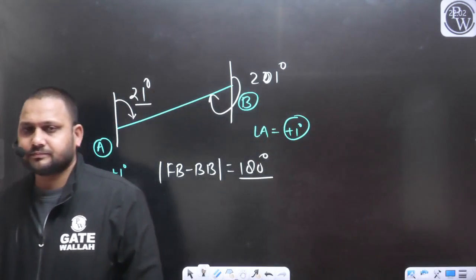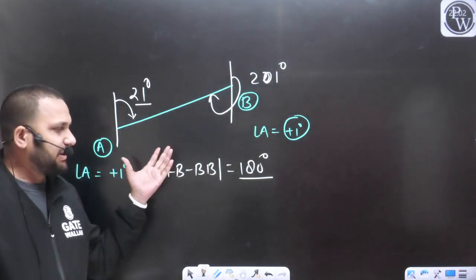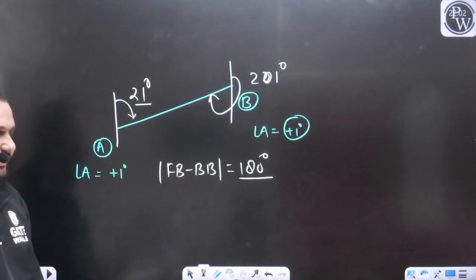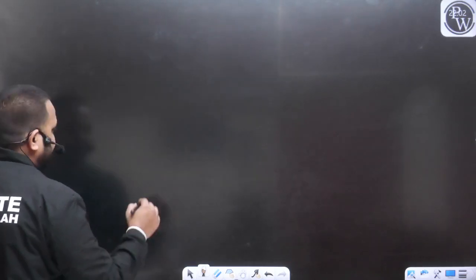Clear? What is the problem in that? Why are you not getting the difference of the fore bearing and back bearing? Let's see. Let's consider any line. It's a very basic concept here.